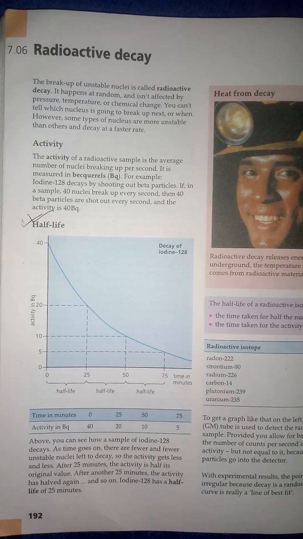Okay, so first comes the activity. What is activity? The activity of a radioactive sample is the average number of nuclei breaking up per second. That means the rate at which the nuclei are breaking up is known as the activity, and this is measured in becquerels, that is Bq.